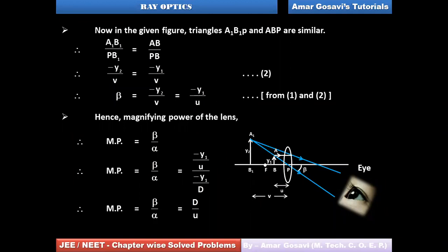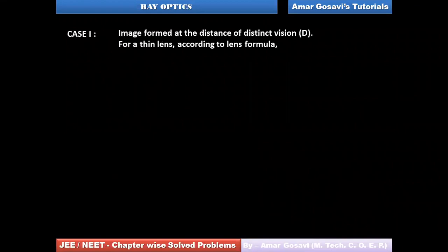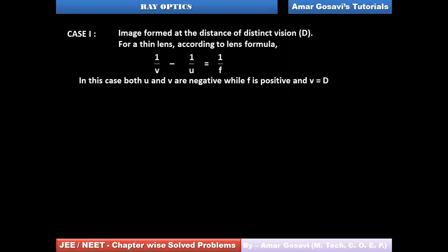So case one. We know now the equation for magnifying power will be D by U, where D stands for the distance of distinct vision and U stands for the object distance. Say the image is formed at the distance of distinct vision. Then for a thin lens, we all know the lens formula, 1 by V minus 1 by U is 1 by F. In this case, both U and V are negative, while F will be positive, because it's a convex lens we're talking about.